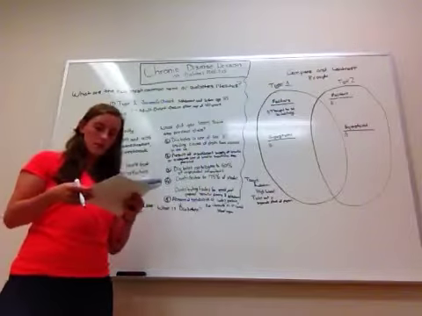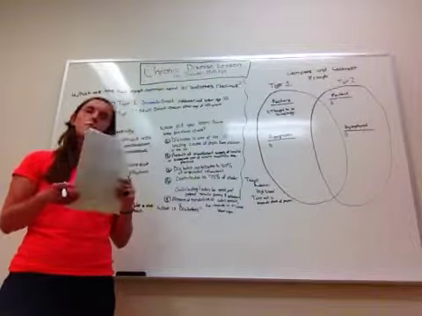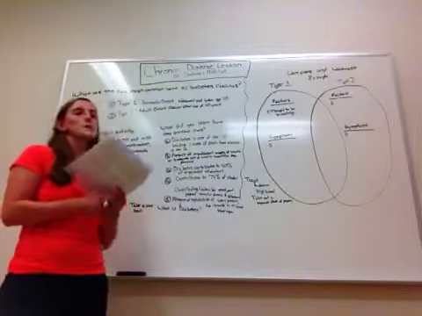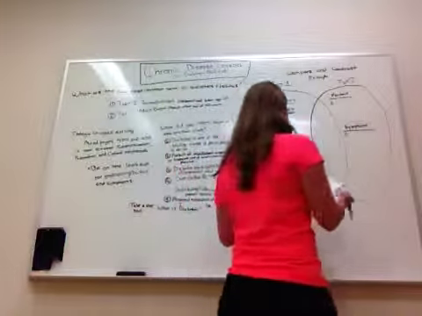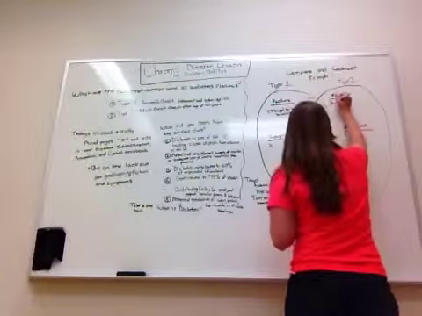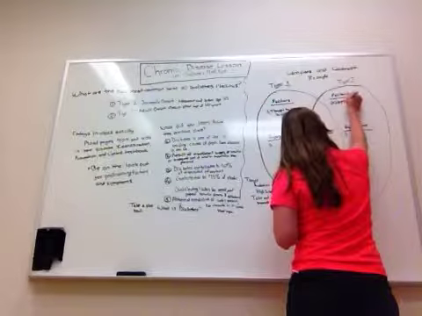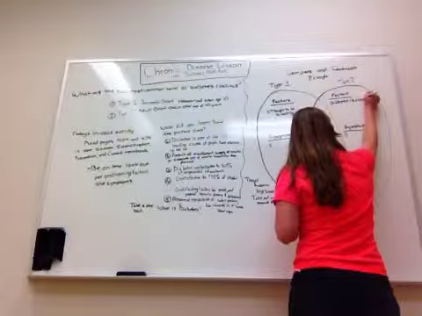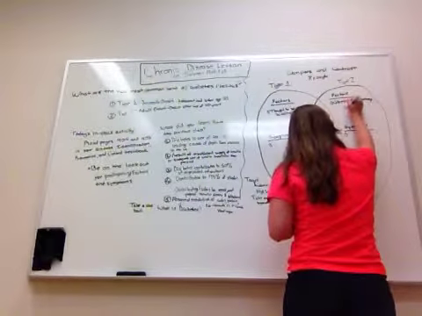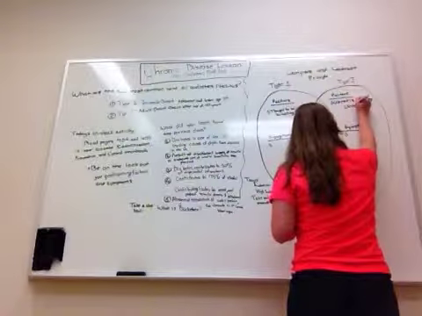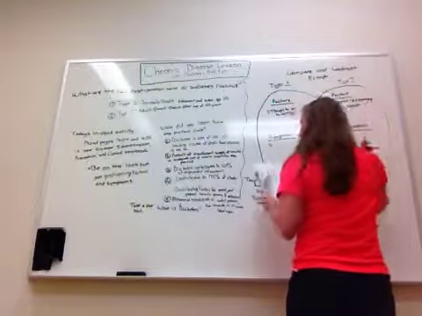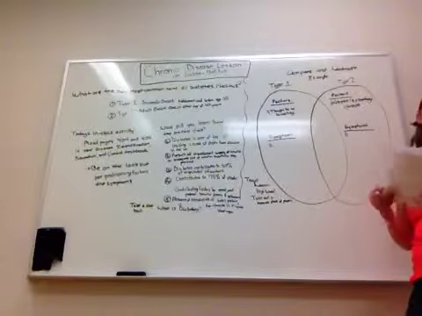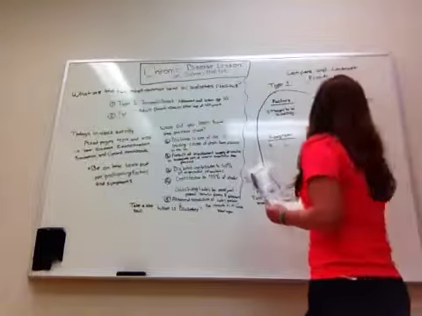And can someone tell me a factor with type 2 diabetes? Go ahead. Correct, with their sedentary lifestyles. So basically, if you're obese, then that is a factor. And if you live a sedentary lifestyle. Now, someone mentioned earlier that heredity was also a factor with type 2 diabetes, and that is correct, so I'm going to go ahead and put that in the middle of both.